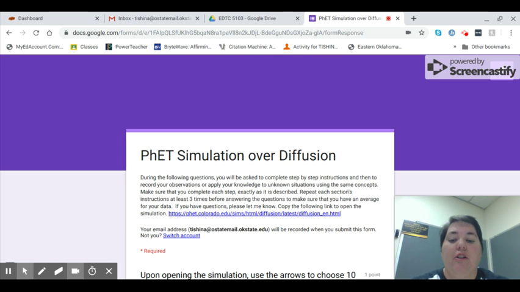This particular simulation is from the University of Colorado. They have a website called PhET that has biology and chemistry and physics and even some math simulations that teachers and instructors can use. They do sometimes come with worksheets. I've made my own to go with this one because there were specific things that I wanted my students to be able to do.